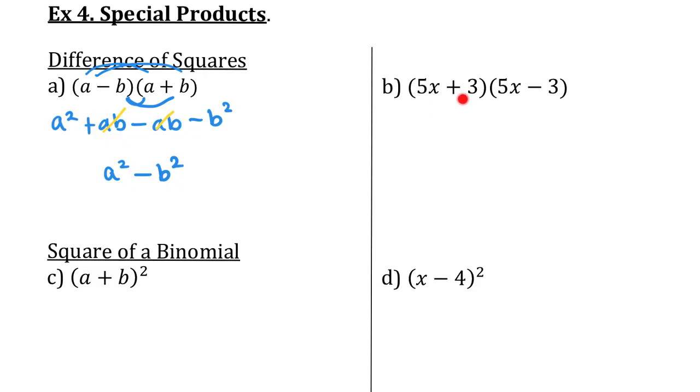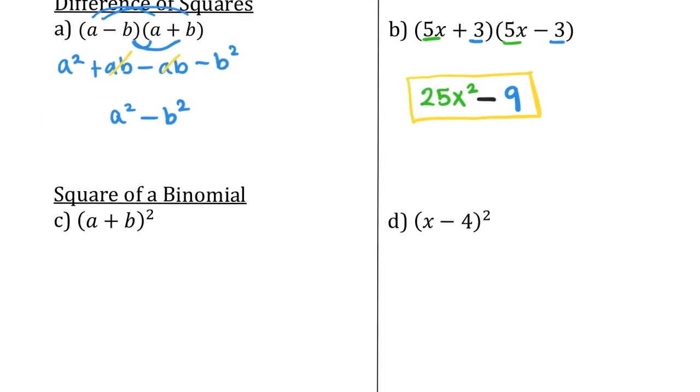So let's look at this. This is 5x plus 3 times 5x minus 3. I can, of course, distribute it or box method it, or I can do a difference of squares. If I want to skip straight to the answer, I do a squared. A is this times this. So if I do 5x times 5x, I get 25x squared. And it's going to be minus. And then I have b squared. So it's this times this. So 3 times negative 3 is minus 9. And that's my answer. And I don't have to show work if I recognize that it is a difference of squares.